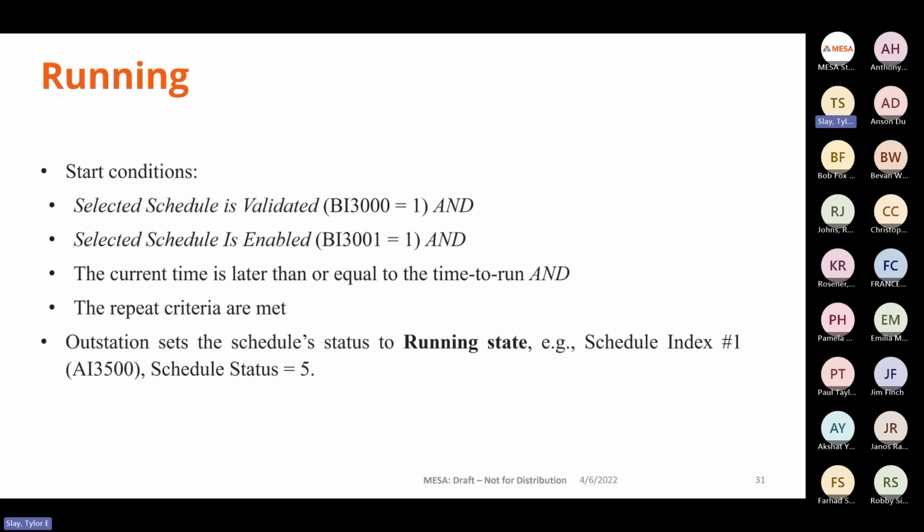Once we've started running on a schedule that is active, the select schedule must be valid and it must be enabled. The current time has to be later than or equal to the time to run, and the repeat criteria are met. The outstation sets the schedule status to running, and the schedule statuses, you can see up to 100 schedule statuses. If it's not there, you have to select the schedule index to validate if that schedule is actually running or not.